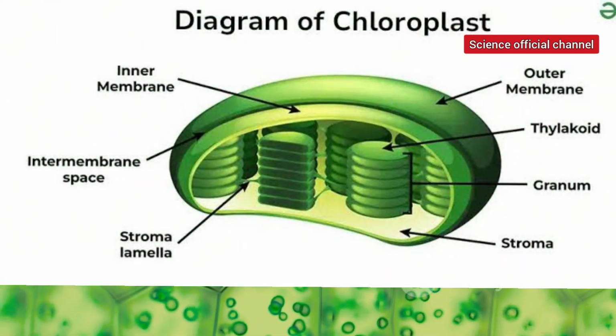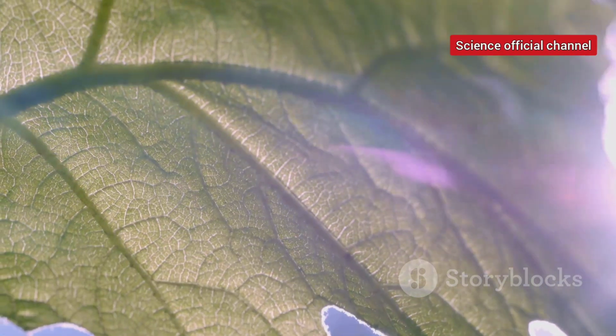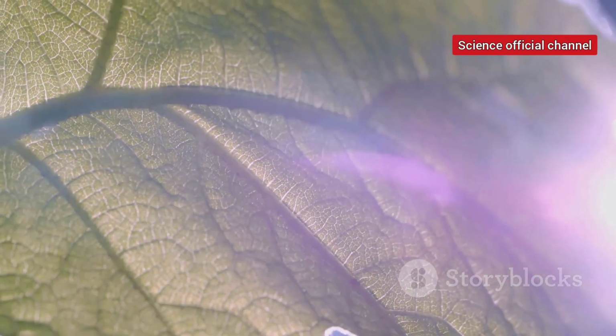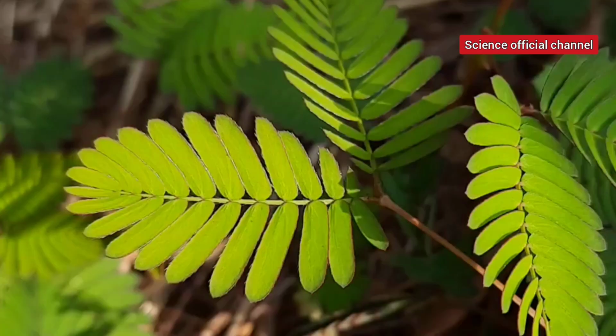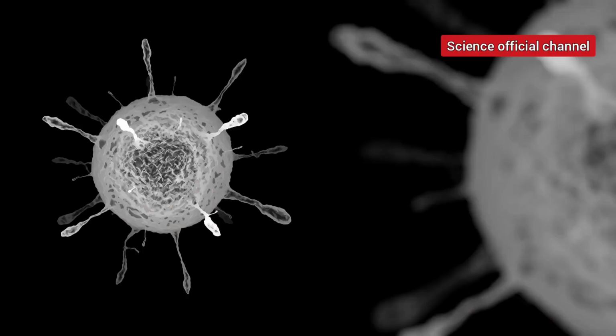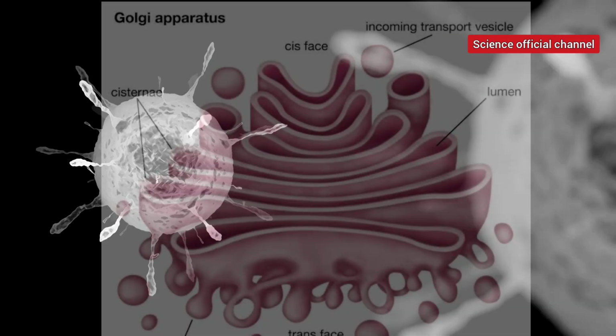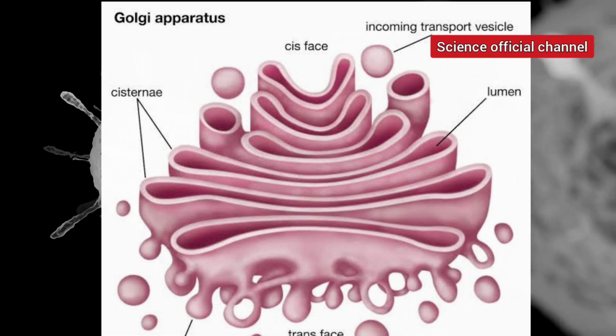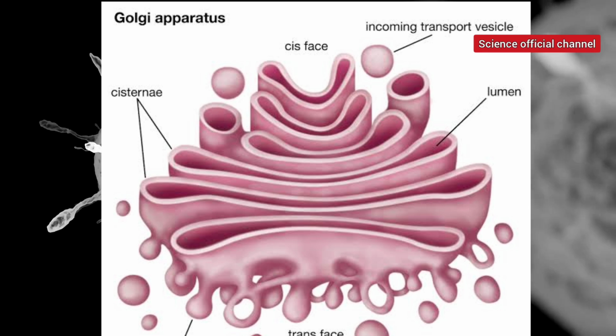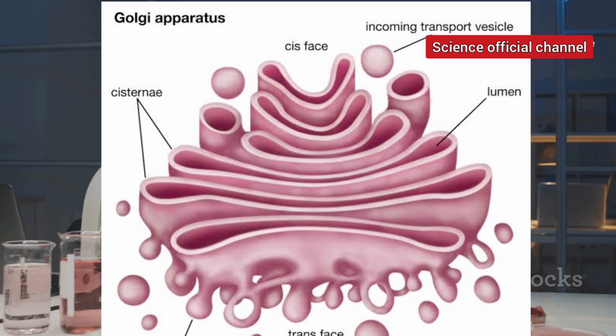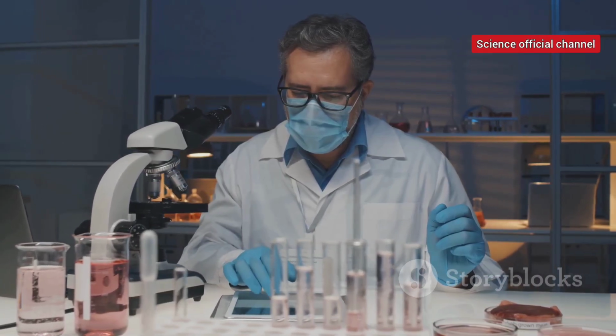Chloroplasts are little green organelles in plant cells. Their job? Capturing sunlight and turning it into energy through photosynthesis. That's how plants feed themselves. Cisternae are flattened, membrane-bound sacs inside cells, especially in structures like the Golgi apparatus and endoplasmic reticulum. They help package and transport proteins and other molecules.